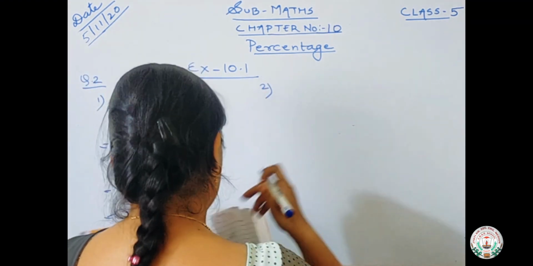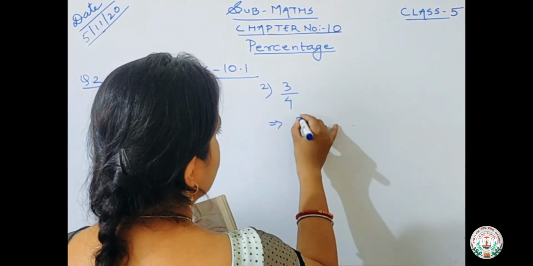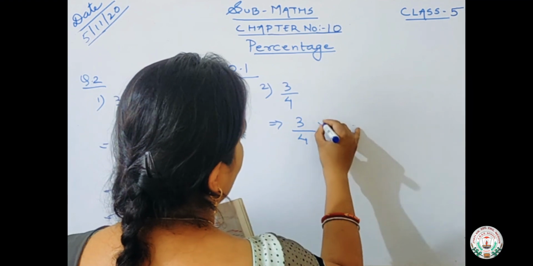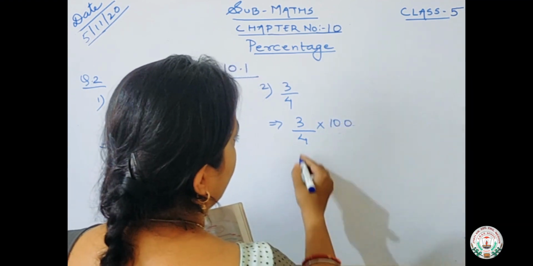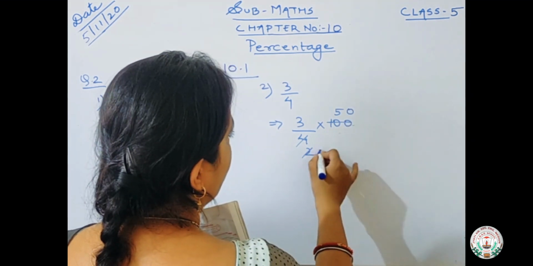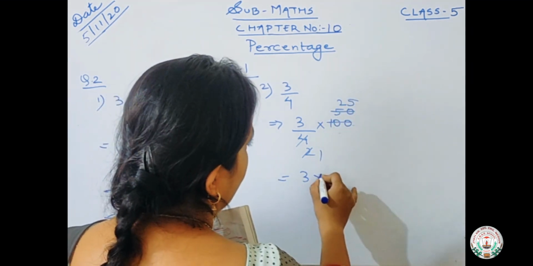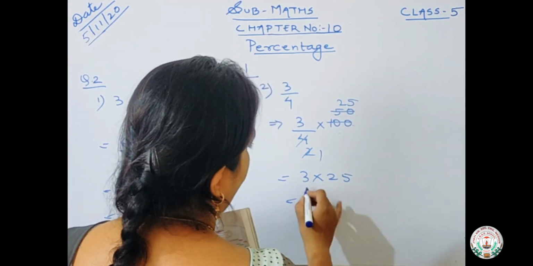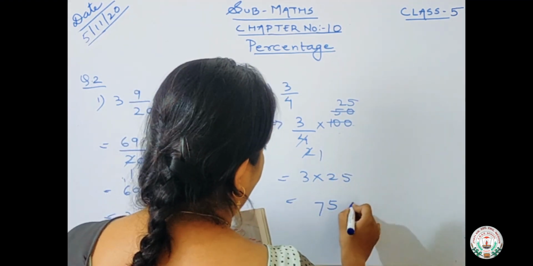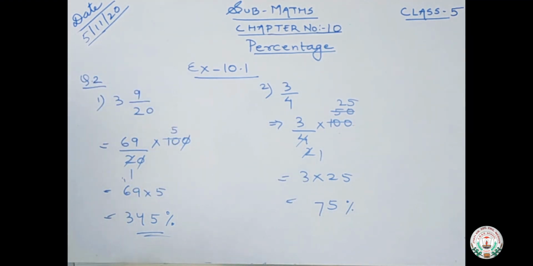Number 2 is 3 by 4. How will you solve? 3 by 4 into 100. 2 2s are 4, 2 5s are 10, 0s cancel out. 2 1s are 25. Just multiply 3 into 25. 75%. Okay.